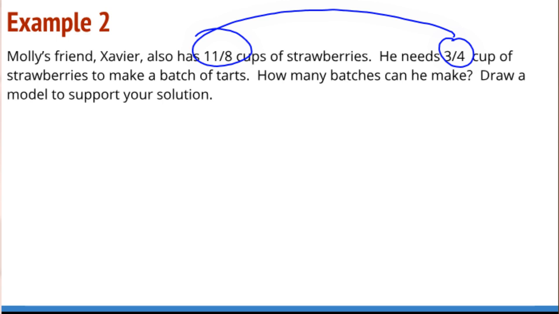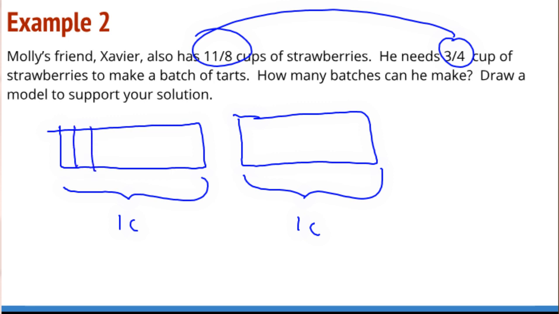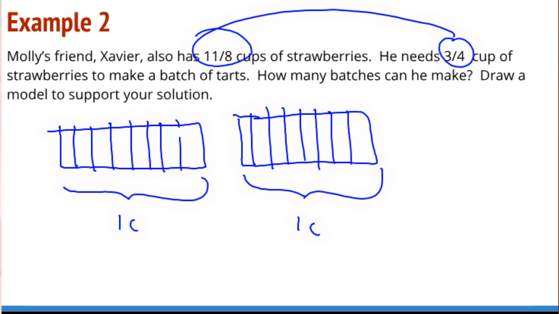So when I set this up for a model, I've got my 1 cup, and I've got my 2nd cup. And so this is my 1 cup here, and here's another cup here. And I need to make 8 pieces because it says 1 1/8 cups. 1, 2, 3, 4, 5, 6, 7. 1, 2, 3, 4, 5, 6, 7. And right here is my 1/8. And I need to put them into groups of 3/4.